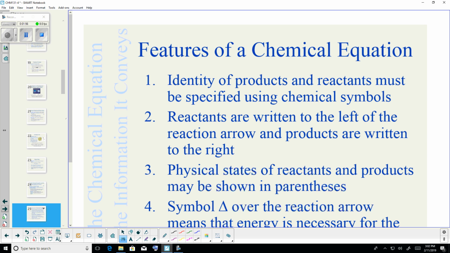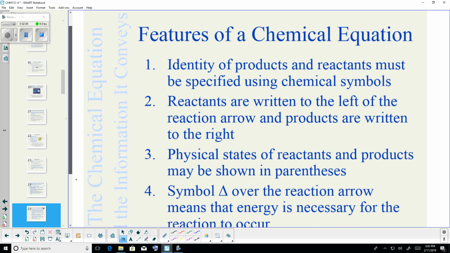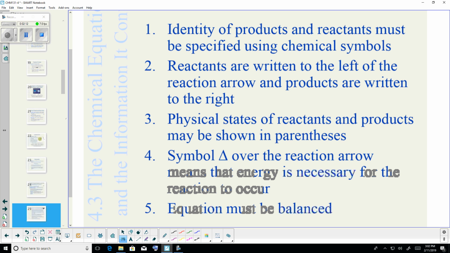So we identify the products and reactants using chemical symbols. Like I said, reactants are on the left of the reaction arrow, products are on the right. Physical states of reactants and products may be shown in parentheses. What are those physical states? You may see S, solid, L, liquid, G, gas, and AQ, which means aqueous, which means the substance is dissolved in water.